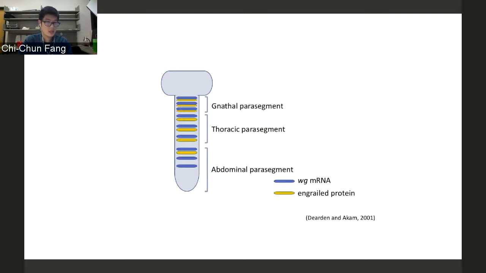Engrailed is the second gene. In each segment of the insect's embryo, wingless mRNA will be expressed at the anterior part of each segment. Engrailed protein will be translated at the posterior part of each segment. So in the real sample, you will see wingless, engrailed, wingless, engrailed, wingless, engrailed, just like the cartoon that I showed you. Okay, for the mouth part, for the thorax, for the abdominal segments.